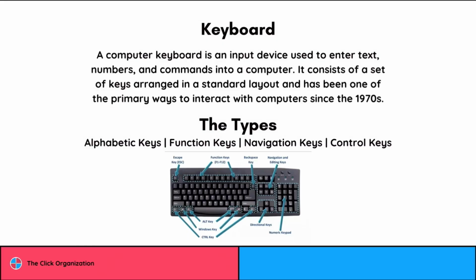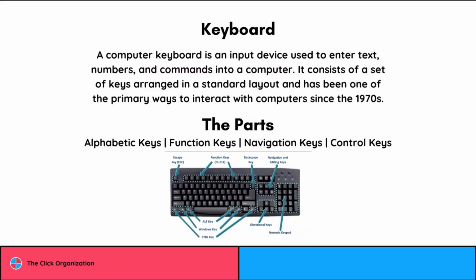Let's go for a keyboard. A computer keyboard is an input device used to enter text, numbers, and commands in a computer. It consists of a set of keys arranged in a standard layout and has been one of the primary ways to interact with computers since the 1970s. So you can use keyboards to type.